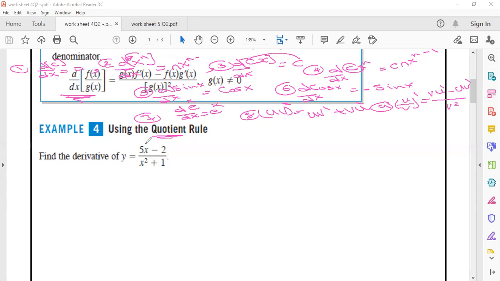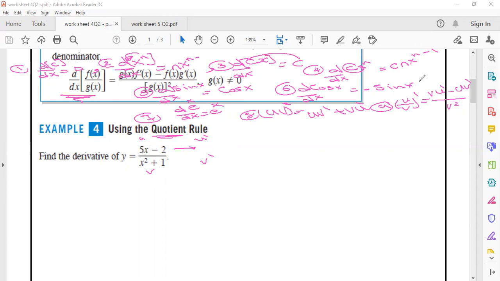Look here, miss, I know this one will be u, this one will be v, but I have to find u prime, v prime. Please focus. U prime means the derivative of the function in the numerator, which I name u, just a name. Okay, how do I find the derivative? I find the derivative of each term.